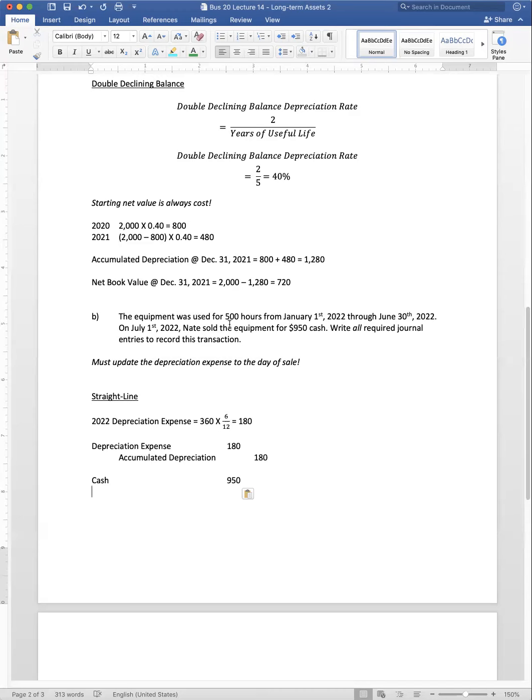Okay, what else? Well, next most obvious thing, they're selling the equipment. So the equipment has to go away, right? So I'm going to leave a couple of empty spaces, and then I'm going to credit the equipment. Now I'm crediting the equipment for $2,000 because that is the equipment's cost, right? That's its original cost that it was way back when we purchased it. Remember, historical cost, right? We keep the assets at their original cost and they stay there, right?